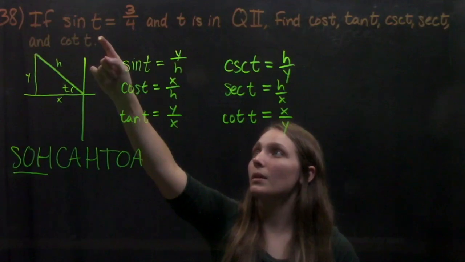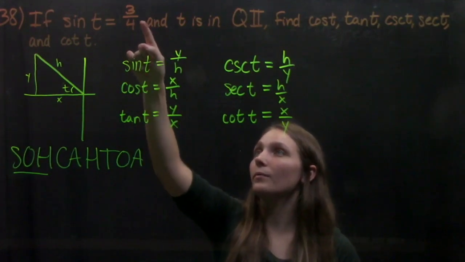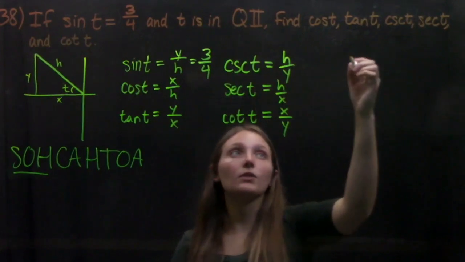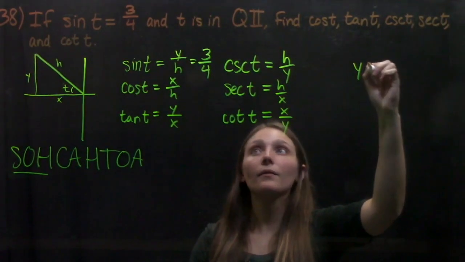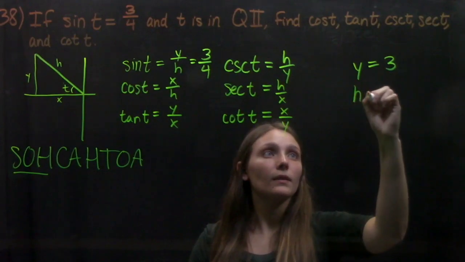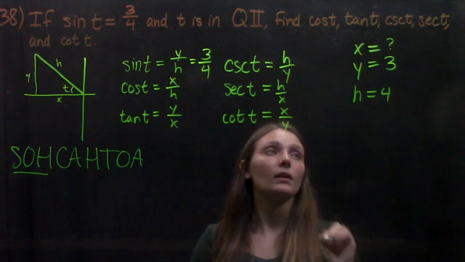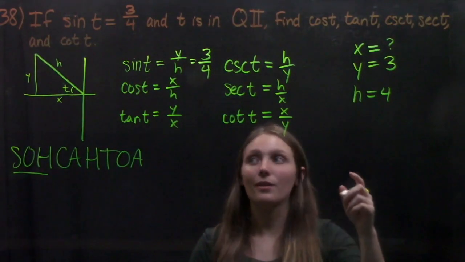We're given in the problem that sine of t equals 3/4, so we can write that in here. We get 3/4, so we have that y equals 3 and h equals 4. Now we still don't know x. How do we find that? We're going to use the Pythagorean Theorem.